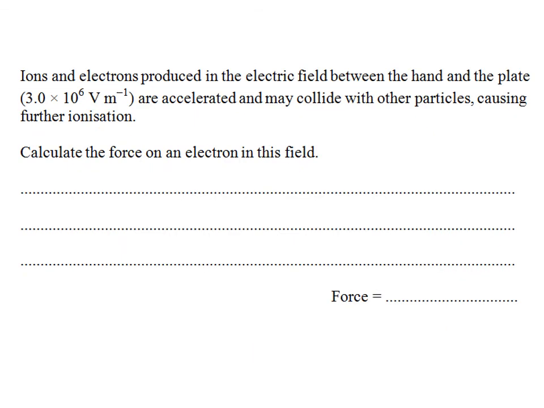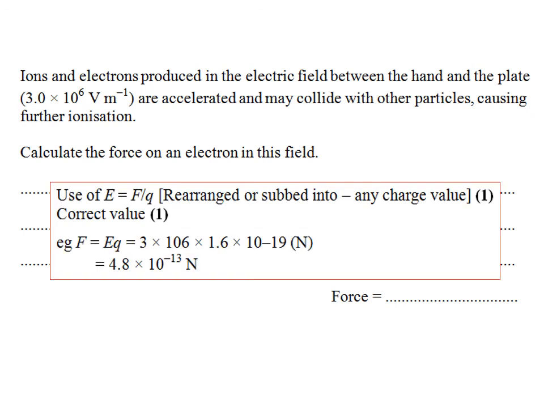In this question, ions and electrons are produced in the electric field between the hand and the plate, which is 3 times 10 to the power 6 volt per meter, and accelerated and may collide with other particles, causing further ionization. Calculate the force on an electron in this field. So first you have to find out the force altogether, and then you will divide it by the number of charges. So by using the equation E equals F over Q, you rearrange it for force. So you get the force 4.8 times 10 to the power minus 13. So this is the force on an electron.